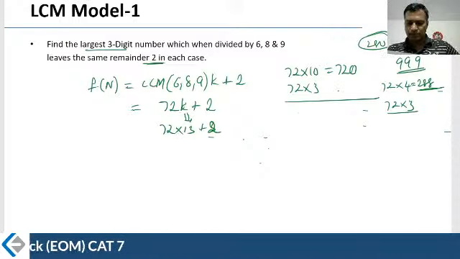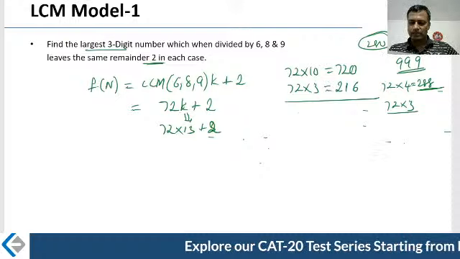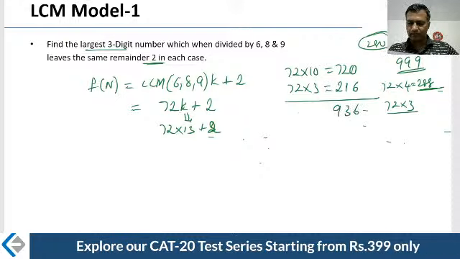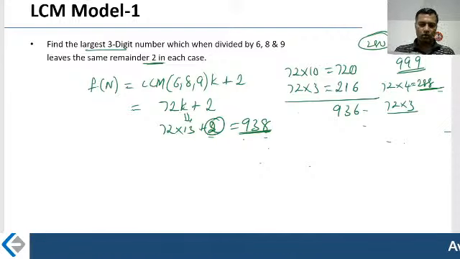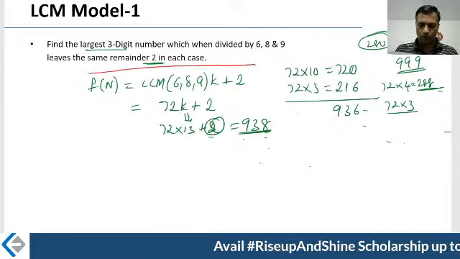Now this has become 216. This is another 216. Therefore, you will say that, okay, this is 936. But there is a plus 2. 936 plus 2 will become 938, as most of you got this number. Perfect. That's the answer. I hope all of you got the model 1 right. So you should be able to identify the model 1 quickly.